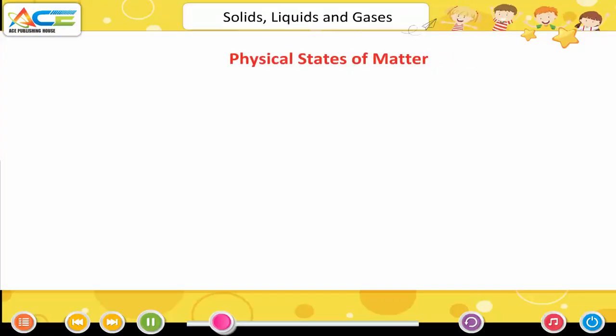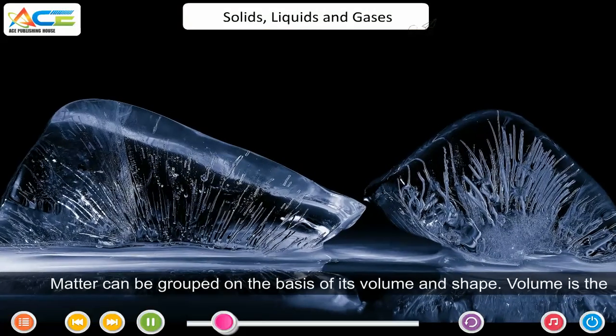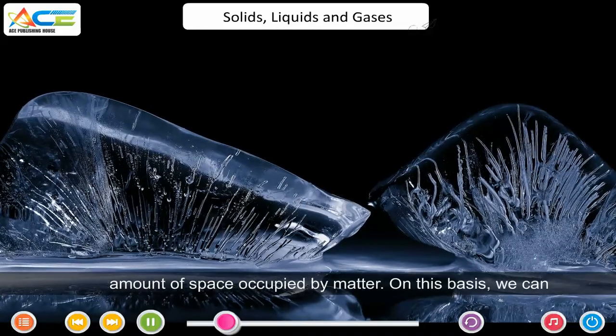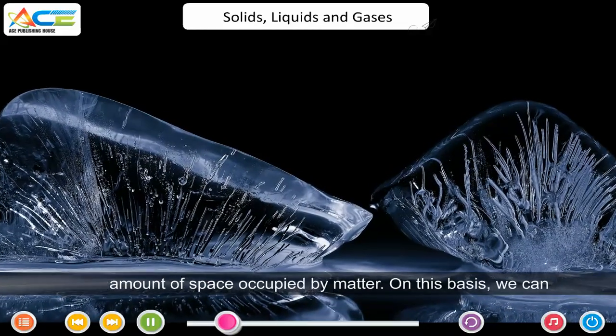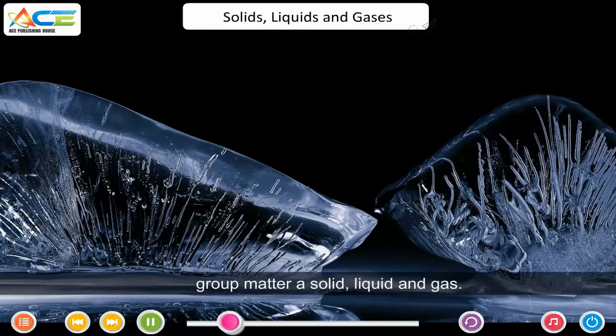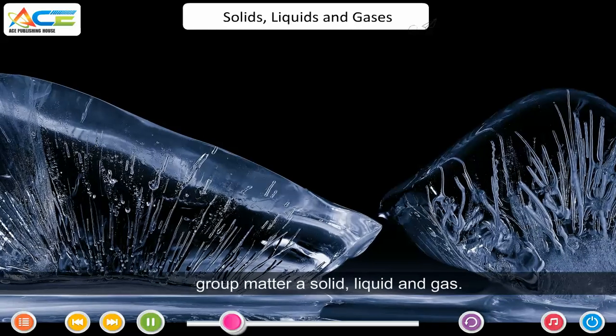Physical states of matter. Matter can be grouped on the basis of its volume and shape. Volume is the amount of space occupied by matter. On this basis, we can group matter as solid, liquid and gas.